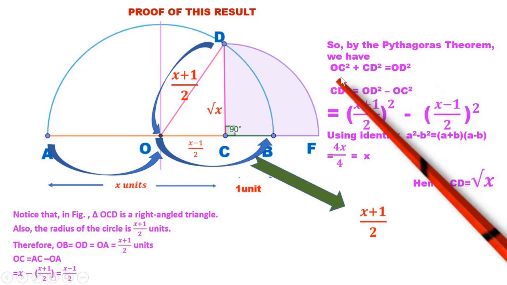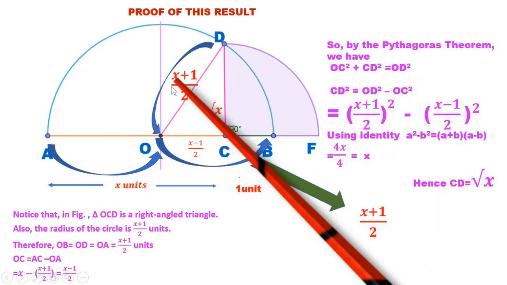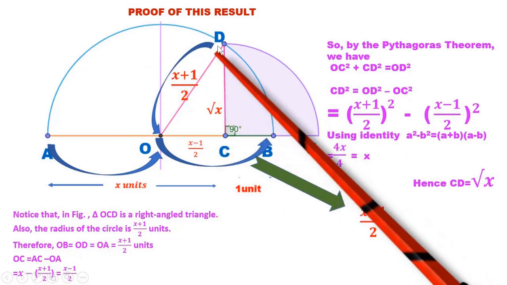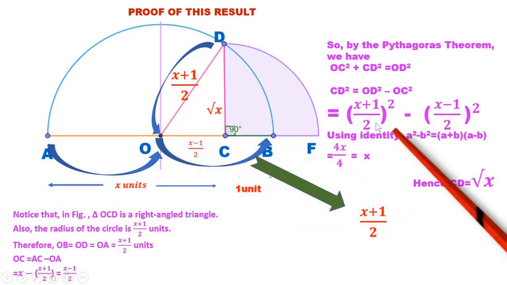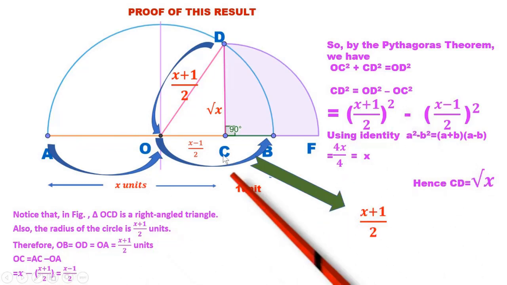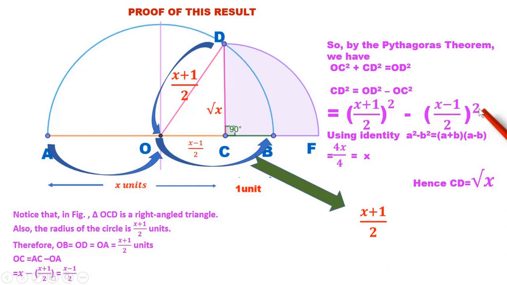Now, what is OD? It's on the screen. OD is equal to (x plus 1) by 2, which is the radius. Therefore, OD squared will be ((x plus 1) by 2) whole squared. What is OC? OC is also on the screen. It is equal to (x minus 1) by 2. Hence, OC squared will be ((x minus 1) by 2) whole squared.